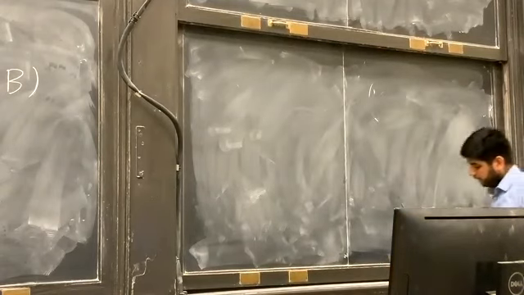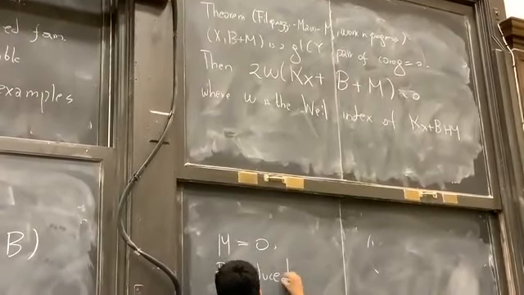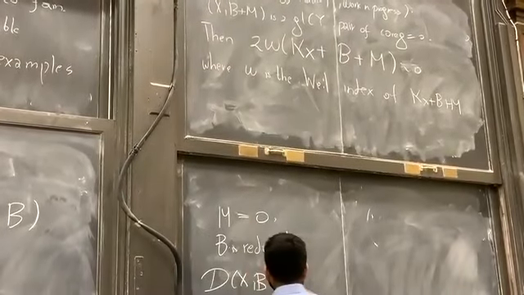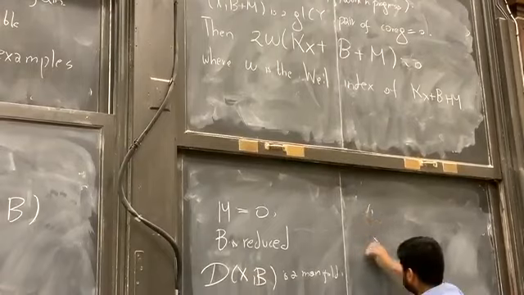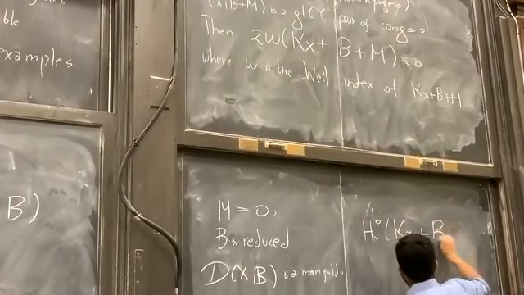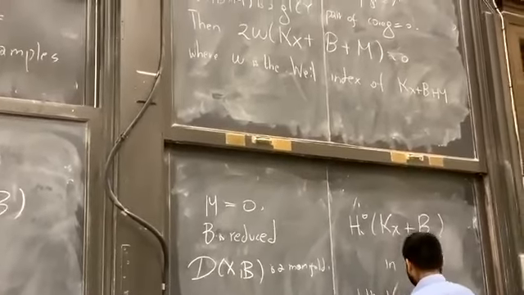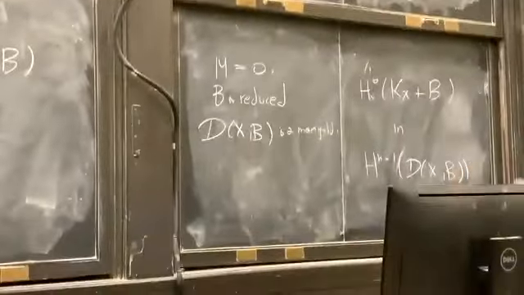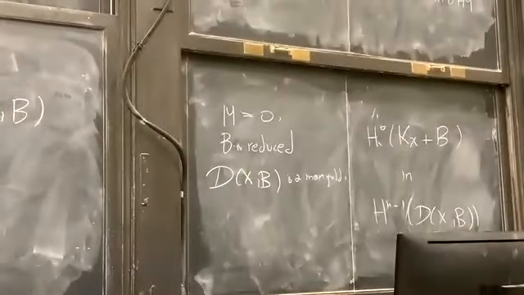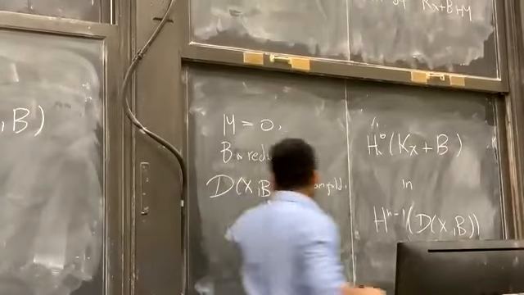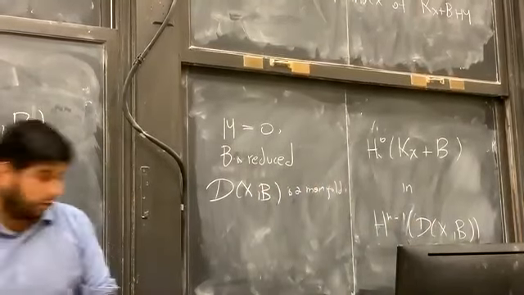So let me mention that if M equals 0, B is reduced, and the dual complex of (X, B) is a manifold, then the sections of K_X plus B you can see in H^(n-1) of the dual complex. Essentially this tells you that if the dual complex is orientable, then you have a section. If it's not orientable, then twice K_X plus B will have a section, because any manifold has a 2-to-1 cover which is orientable. But in general, we just know that this is a pseudo-manifold. And pseudo-manifolds may not have 2-to-1 covers that are orientable. So this induces a major problem.